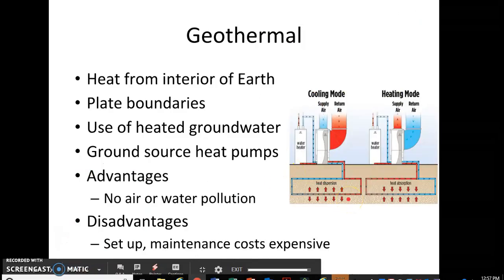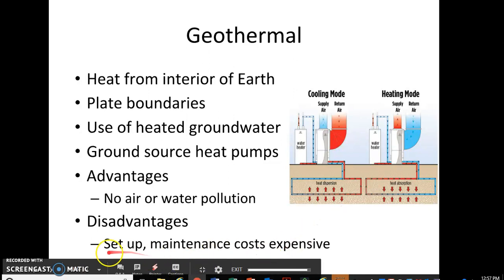Now, the pros and cons of geothermal: no air or water pollution. But again, remember, that's just me being shorthanded here. So you need to make sure you're saying no CO2, no SOx, no NOx, no particulate matter. You have to be very specific in the air pollution that it doesn't create.